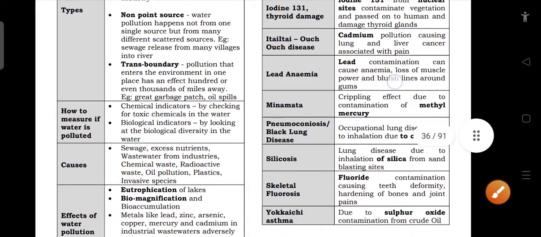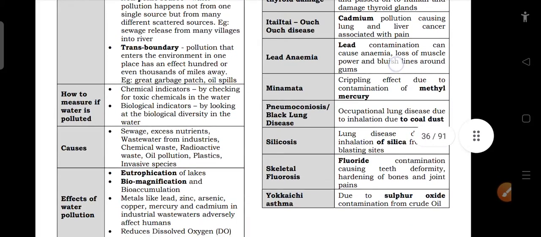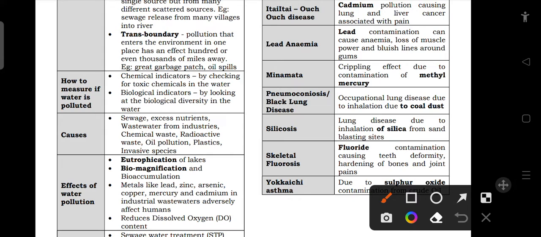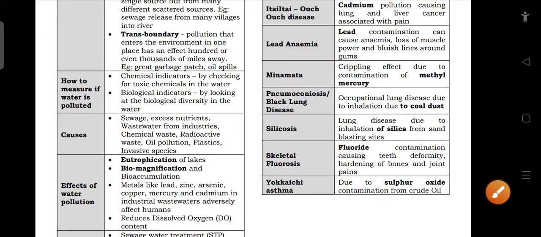Now, how to measure if water is polluted? How will we find out? First one is by chemical indicator. How? By checking the toxic chemicals in the water. We'll check whether the water is pure or not. Now, second one is biological indicator. So, what is this biological indicator? By looking at the biological diversity in water. Like if some organisms are continuously dying, then probably that water may contain some toxicant.